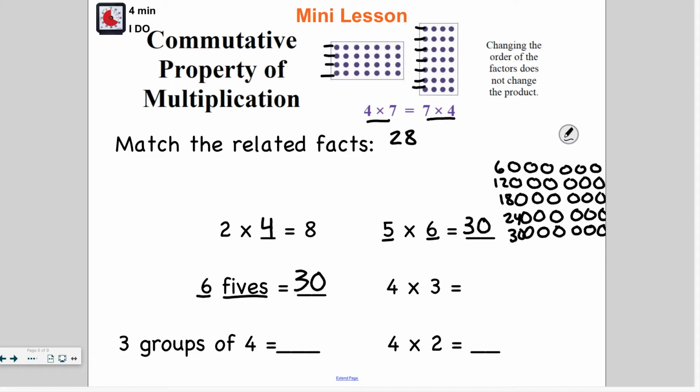4 times 3, this next one here. Well, I could draw another array. If I have 4 times 3, that would mean 4 groups of 3. Let's go ahead and make 4 groups. I have one group of 3, that's 3. Another group of 3 would be 6. A third group of 3 would be 9. And one last group of 3 would be 12. So 4 times 3 is 12. But let me double check and count these again. 1, 2, 3, 4, 5, 6, 7, 8, 9, 10, 11, 12. So 4 times 3 equals 12.